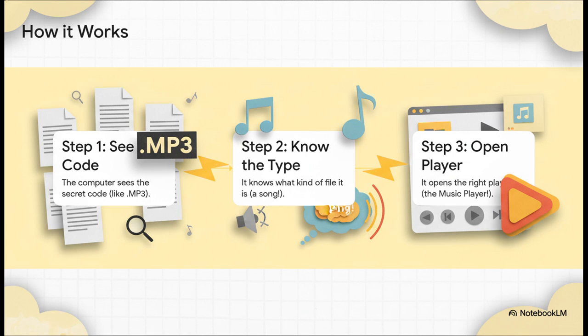So here's what happens inside the computer's brain. It's super fast. Step 1, the computer sees the secret code at the end, like .mp3. Step 2, it instantly recognizes, ping, that's a song. And step 3, it knows exactly which program to open up, the music player. It's a perfect plan that works every single time.